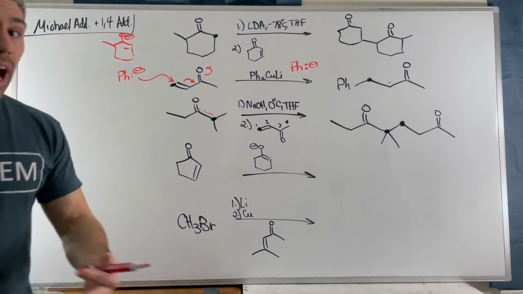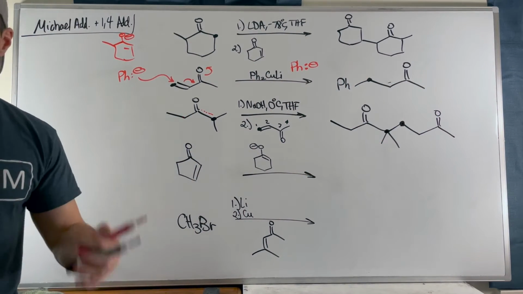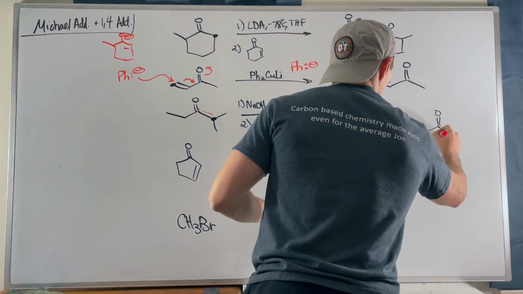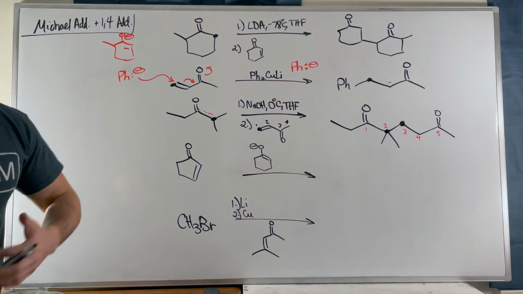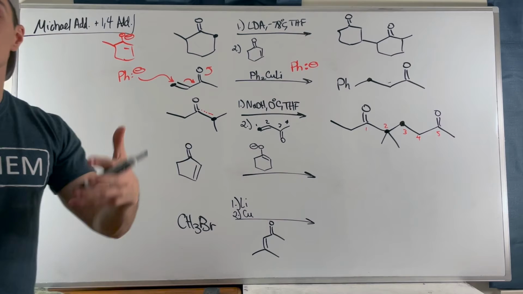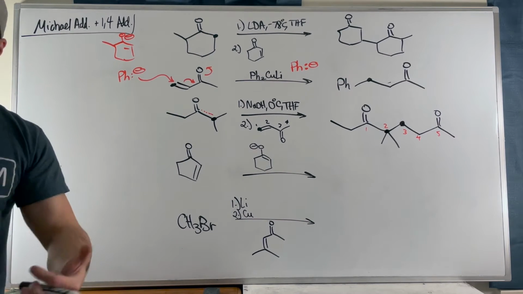But I have a built-in check with the Michael addition, right? I should have a 1,5 dicarbonyl at the end. 1, 2, 3, 4. And wouldn't you know it, I did it right. So knowing those relationships after the result of these new reactions are so key to helping you double check yourself.